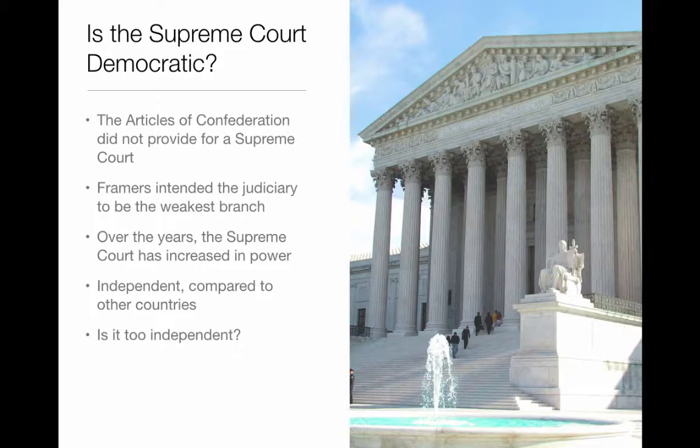Over the years, however, the Supreme Court has increased in power, and that's a point of focus for us in the class because it is a very independent body, right? Now, its independence is not a threat to democracy so long as that independence is weak. But over the decades, the centuries, it's become more powerful. And that is, for many of us, a cause for concern.